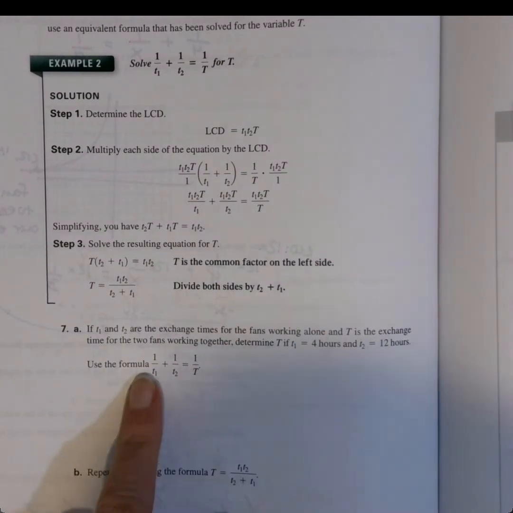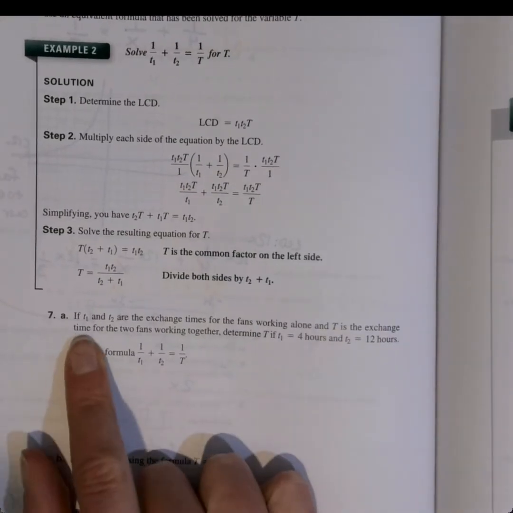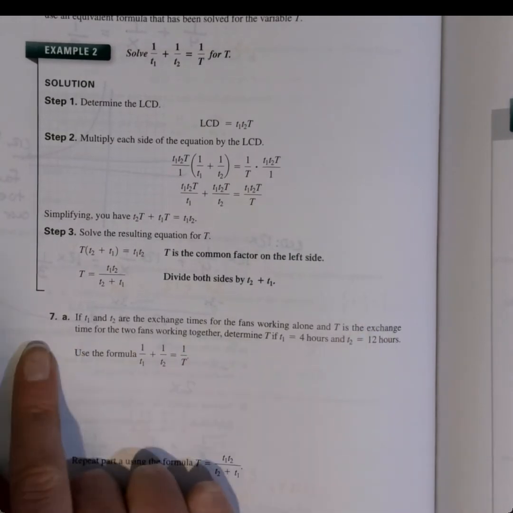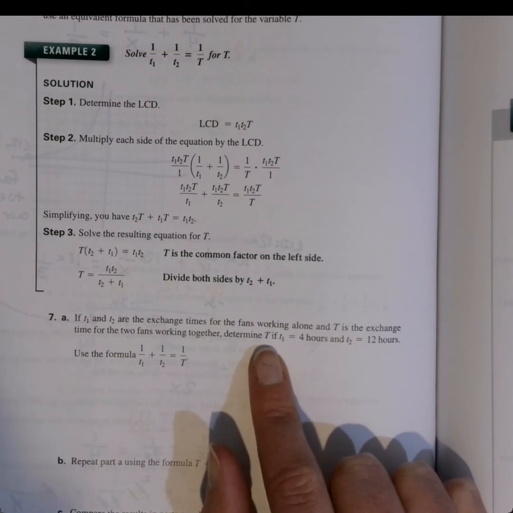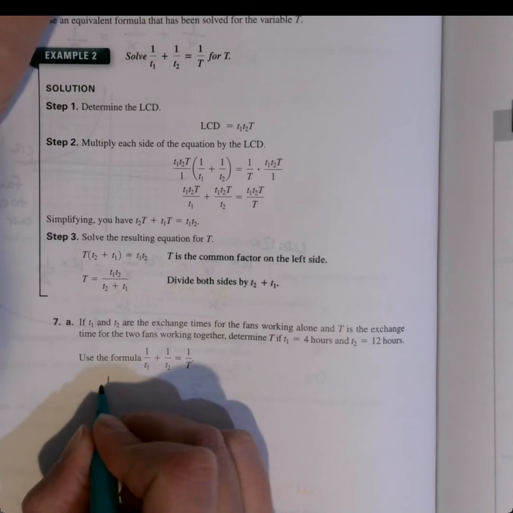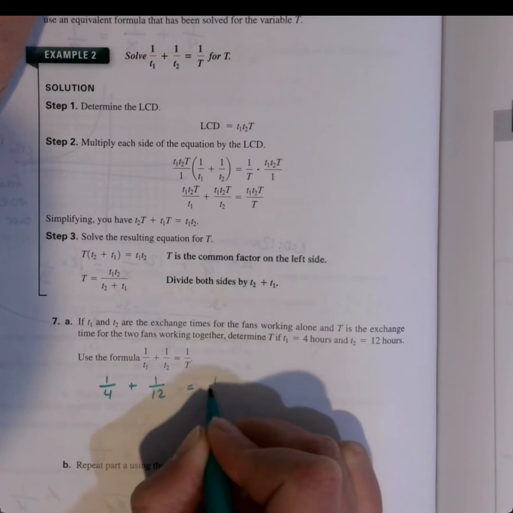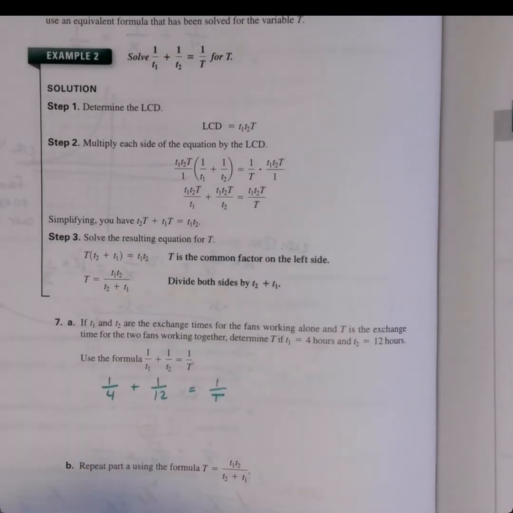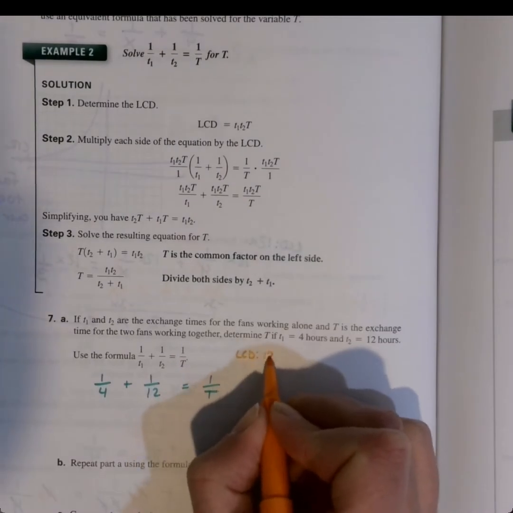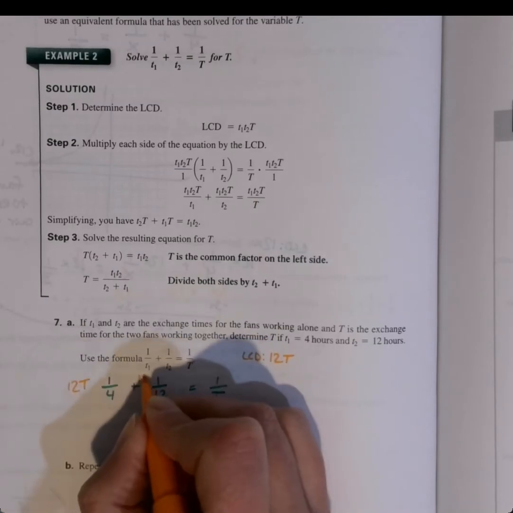So first of all, we're going to use this fan situation, and we're going to put some numbers in. T1 and T2 are exchange rate for some fans working alone, and T is the exchange rate for the total. Determine capital T if T1 is 4 and T2 is 12. All right, so we'll have, in this case, 1 over 4 plus 1 over 12 equals 1 over our total. 4 already goes into 12, so that's going to mean that our least common denominator is going to be 12t. So I can take 12t times each of these.